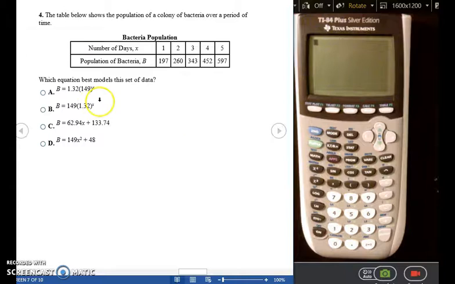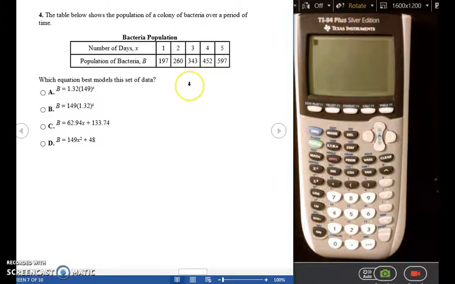So you're probably going to want to pause and rewind and take some notes and slow down a little bit on all the buttons that I'm pressing. But it gives you the answer straight up if you can remember all the steps with the calculator, which is pretty awesome. Okay, so here we have a table, and it wants to know which equation best models this data.